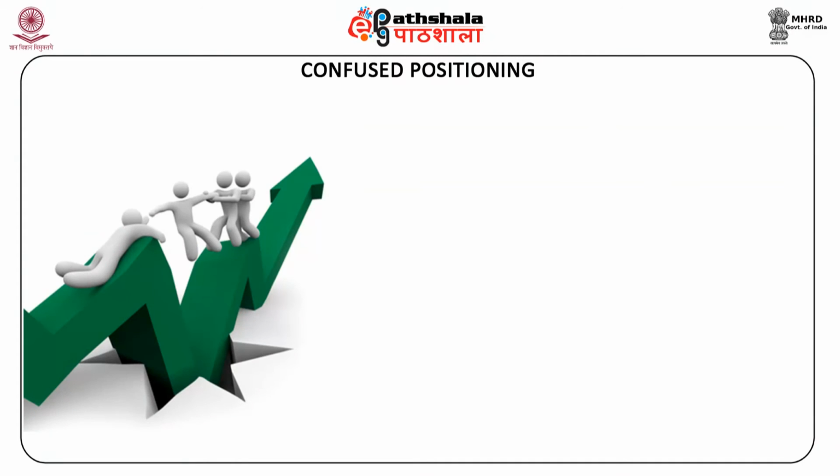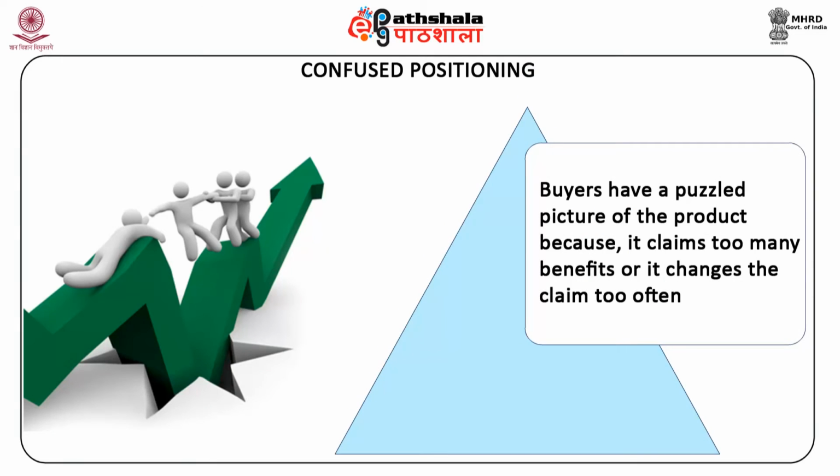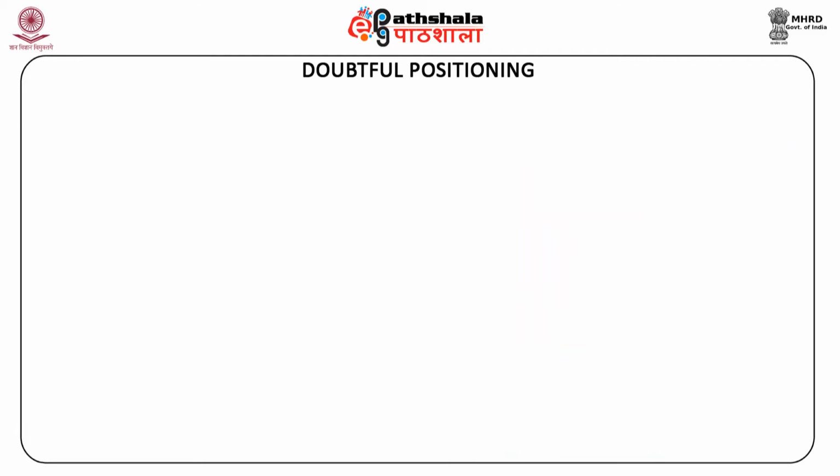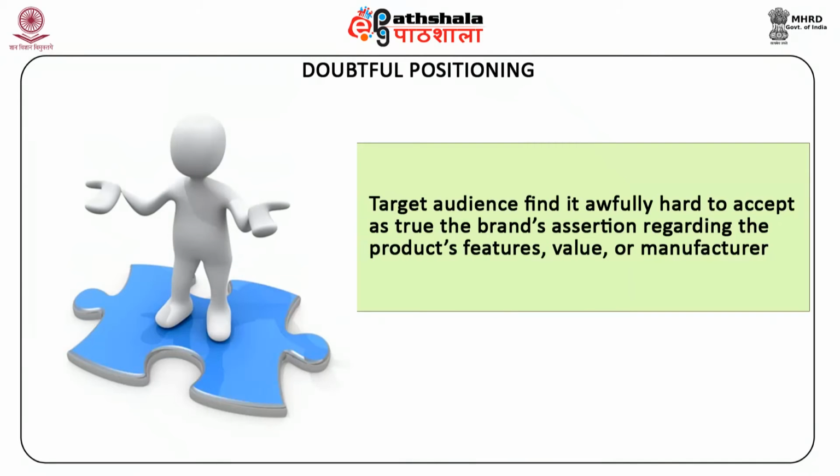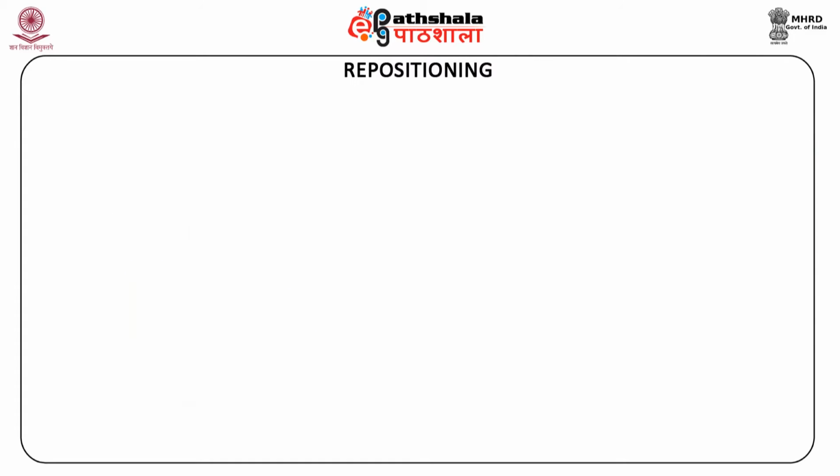Confused positioning. Buyers have a puzzled picture of the product because it claims too many benefits or it changes the claim too often. Doubtful positioning. Target audience find it awfully hard to accept as true the brand's assertion regarding the product's features, value, or manufacturer. Next, we will discuss repositioning.